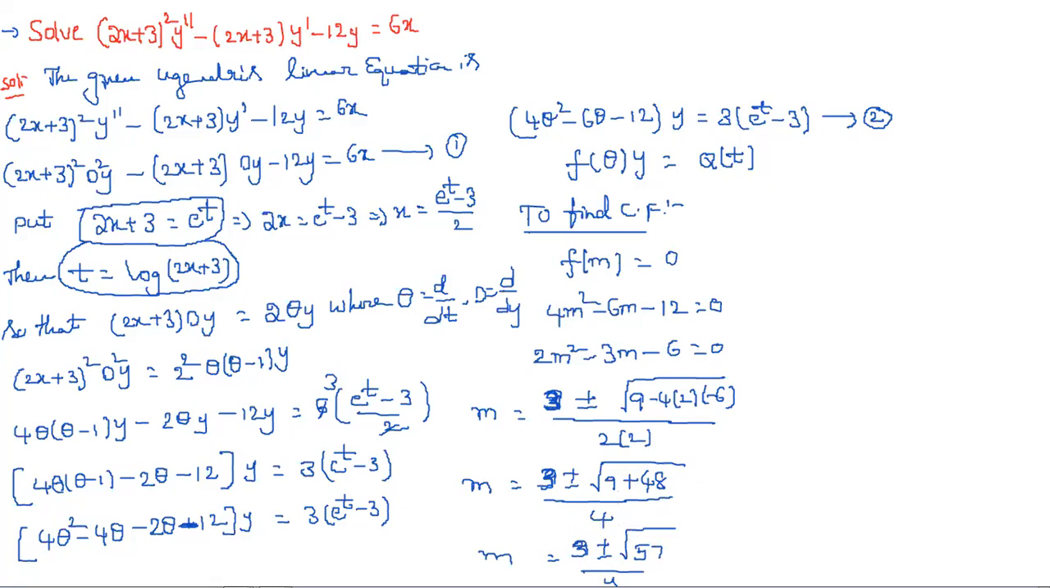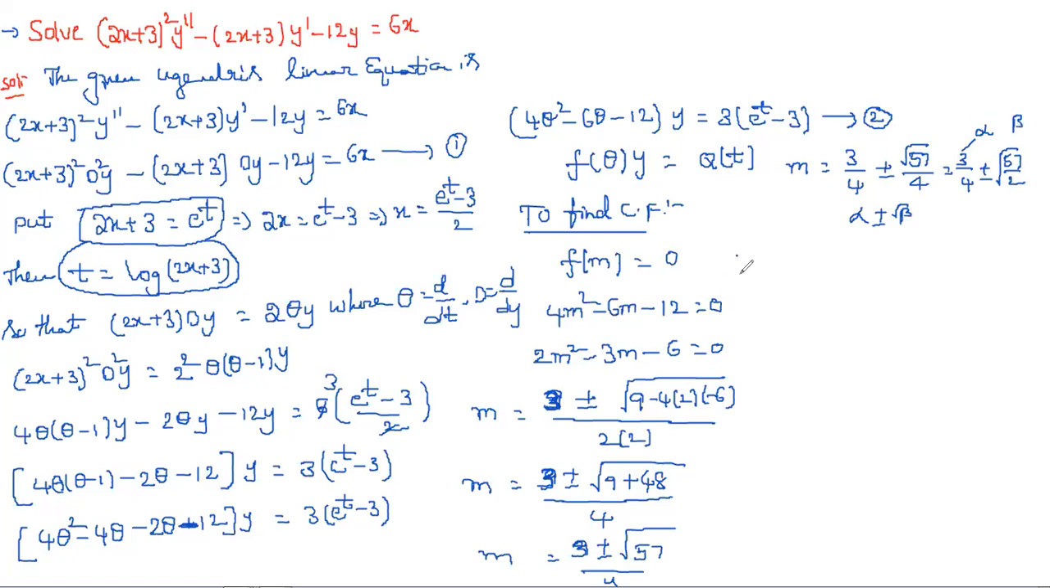So the roots are real and irrational. If you want, you can write this as 3/4 ± √57/4, which is in the form alpha ± root beta. So 3/4 is alpha and beta is 57/16.